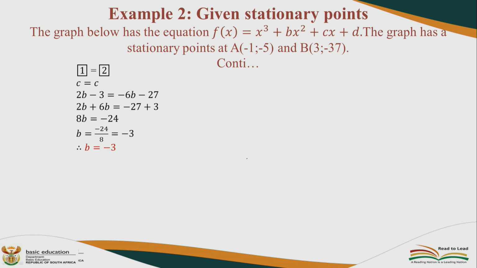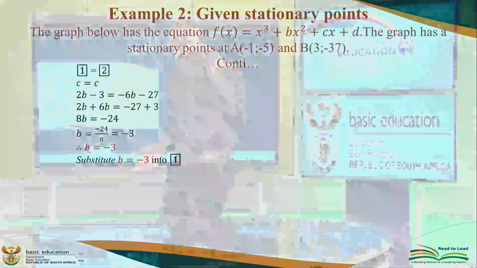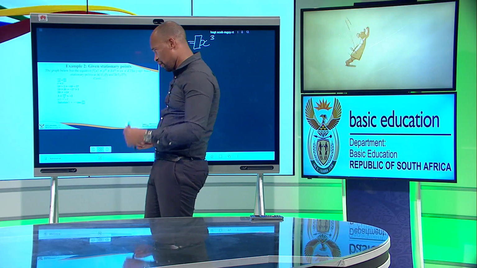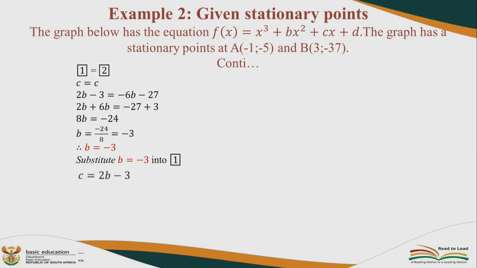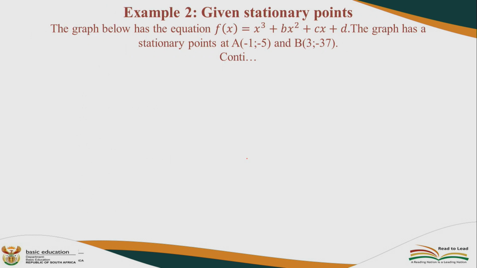Okay, if b is equal to negative 3, how can I get c? I can choose any equation. I'm choosing equation 1 because it's a little bit simpler. It's not having those big numbers like 6 and 27. So let me just take advantage of equation 1. So I see that when I get my value of c, it gives me negative 9. So my equation now, the value of a was 1, yes.